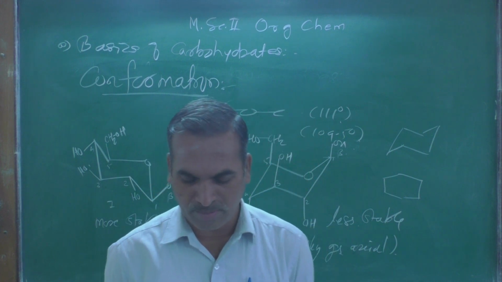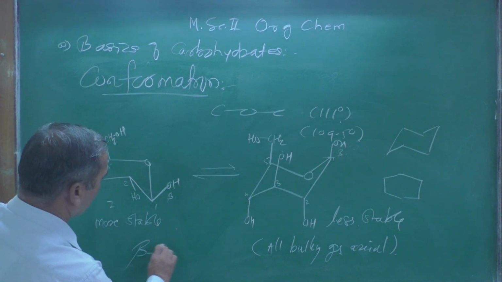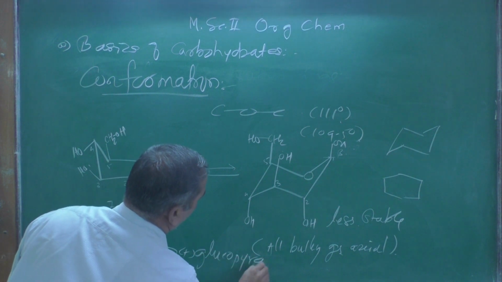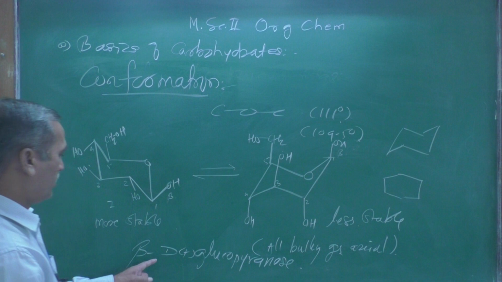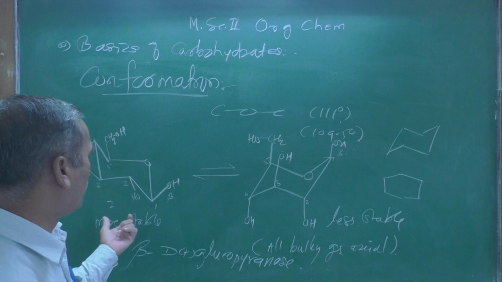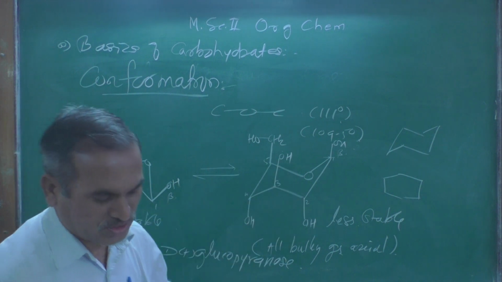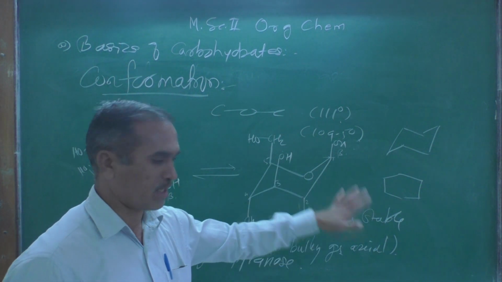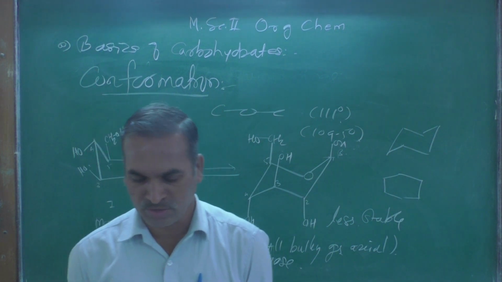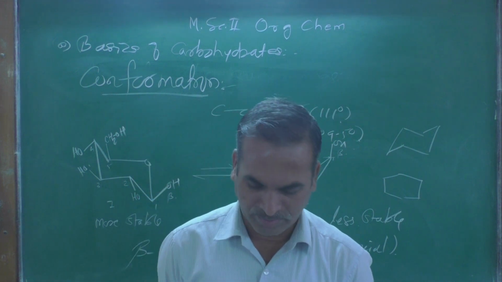So this is the structure of beta D-plus-glucopyranose. Look at this. Why is this conformation more stable than this one? The reason we have just seen: all the bulky groups are axial. They create a lot of steric interaction, 1,3 diaxial interactions are present over there, and that's why it becomes less stable as compared to the first one.